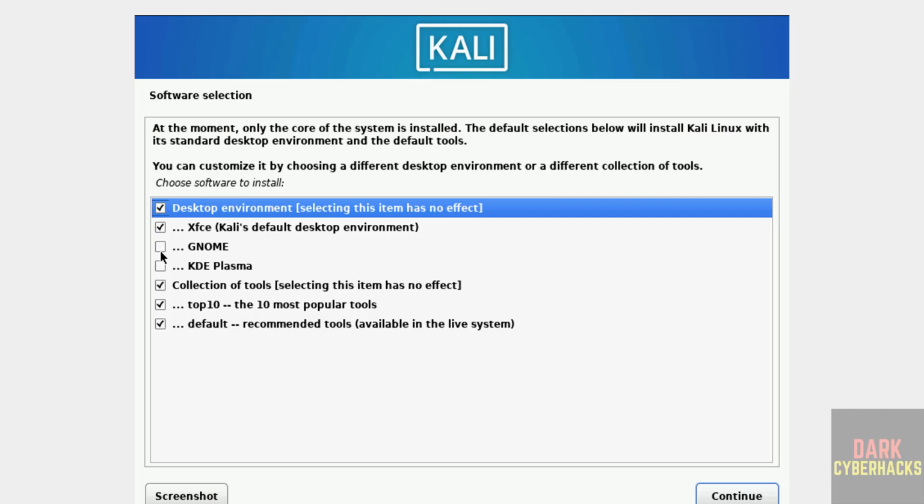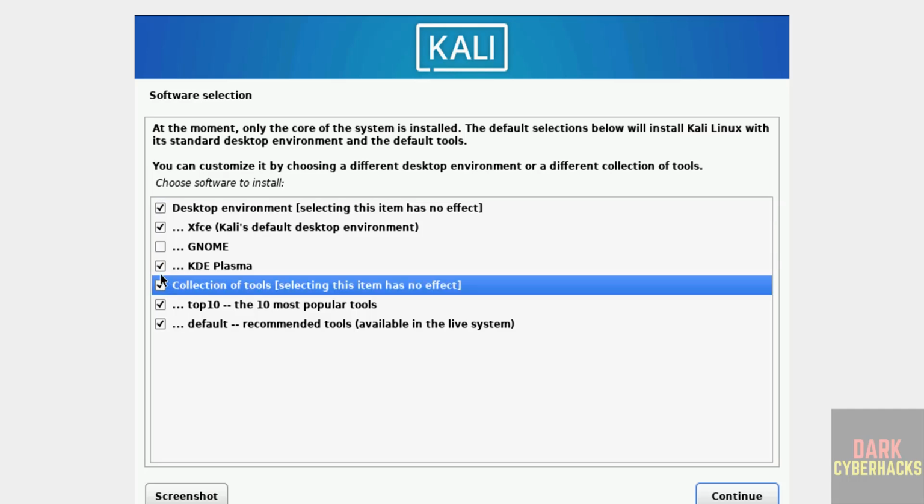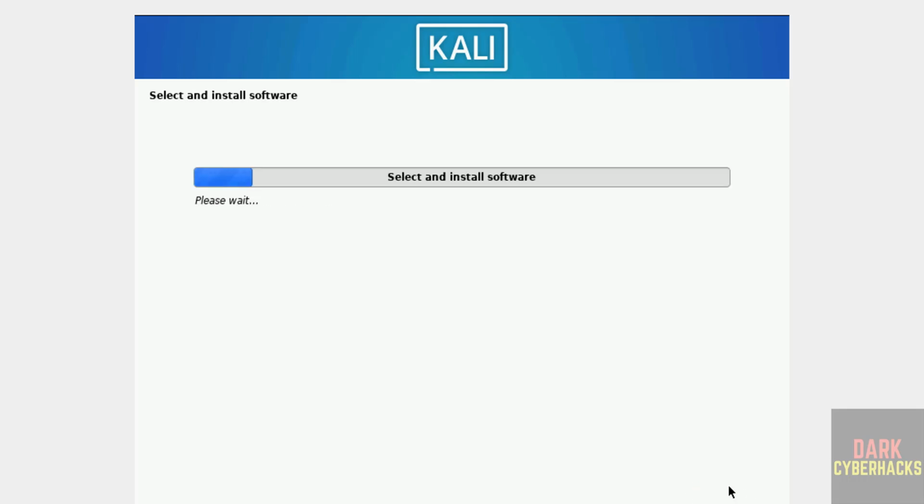But optionally, if you want to select Gnome or KDE Plasma, you can select just by clicking on the checkbox. It is up to you. I'm going with the defaults, that is XFCE. So click on continue. See, installation has been started. This will take time. I'm skipping this part.